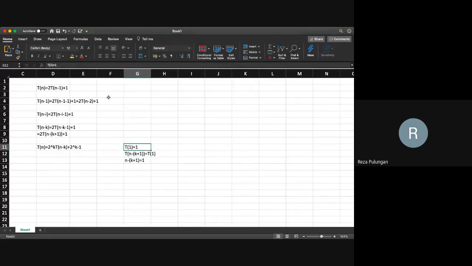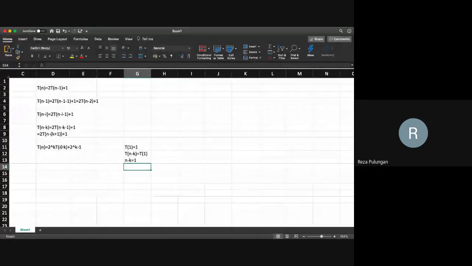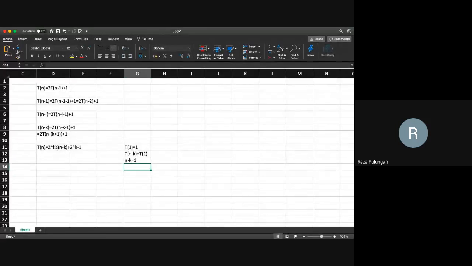Okay, you look at that. Yeah. So this one will be n minus k. That means that n minus k is equal to 1. Yeah. So the only thing that I know is T1 is equal to 1. So I have here Tn minus k. I will set this equal to T1. So Tn minus k is equal to T1.